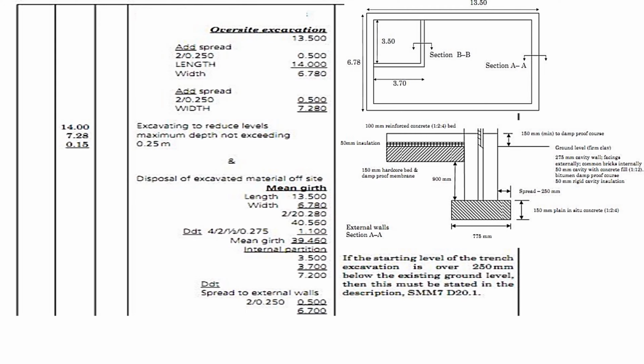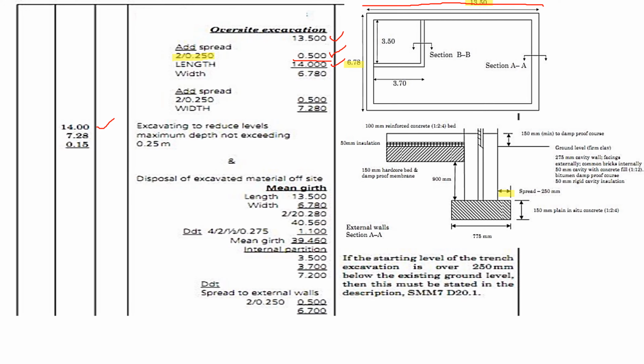The oversite excavation, to calculate the length, we will take this 13.5 for the external length and 6.78 for the external width. Then we shall add the spread. You see the spread for the external length is 250. So 250 on both sides, we shall get 0.5. So we shall add 13.5, we add 0.5, we get 14. So the length we shall excavate to reduce level is 14.